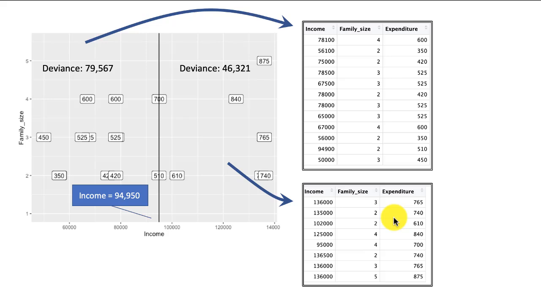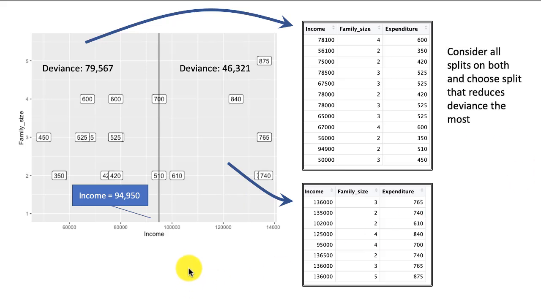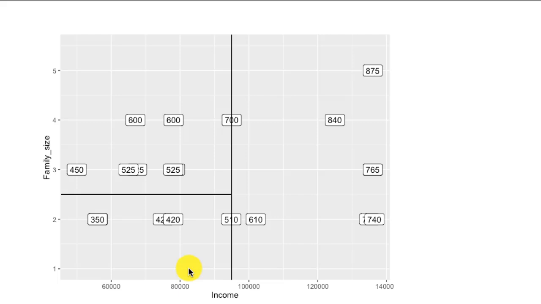Of course, each one of those splits, if you perform, will provide a certain amount of deviance as a result, the total deviance. So what we want to do at this point is to evaluate all possible splits on this, and perform that split which reduces the deviance the most. I'm not going to obviously repeat all of those calculations, but the system does that, and the system finds that this is the best split, splitting at family size equals 2.5.